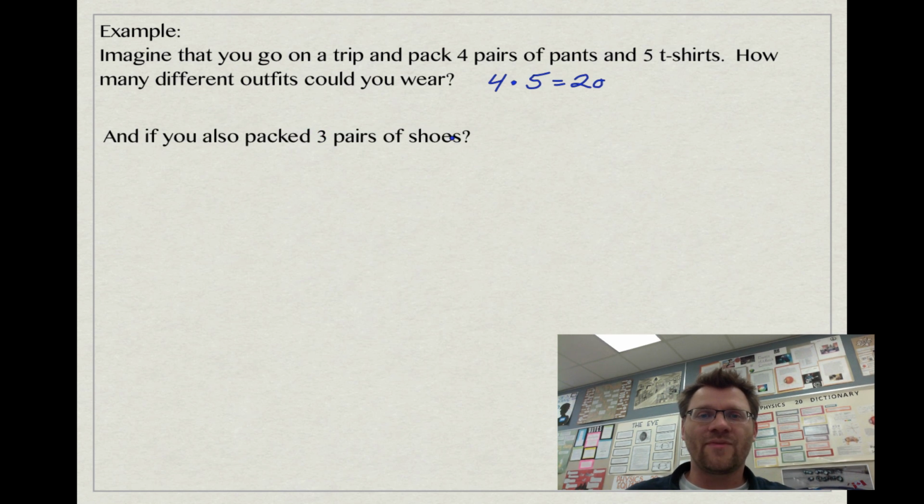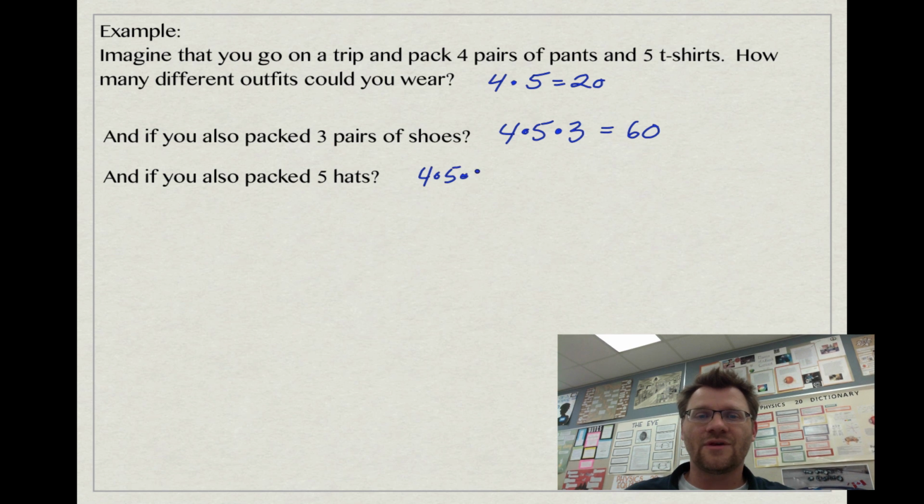And if you also pack 3 pairs of shoes, well, with those 20 options for outfits, you also now have another option of 3 different pairs of shoes, so now you're looking at 60 different outfits. And if you packed 5 hats, well, now you have 4 times 5 times 3 times 5 different hats, and that gives you 300 different options for outfits.